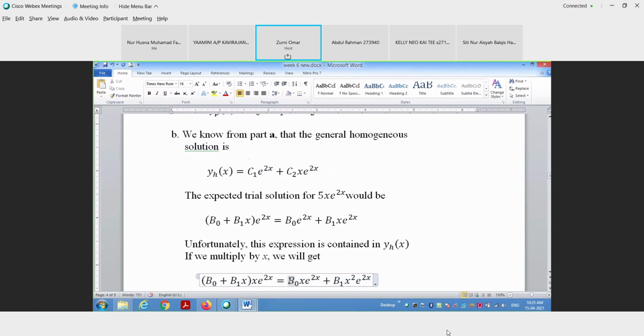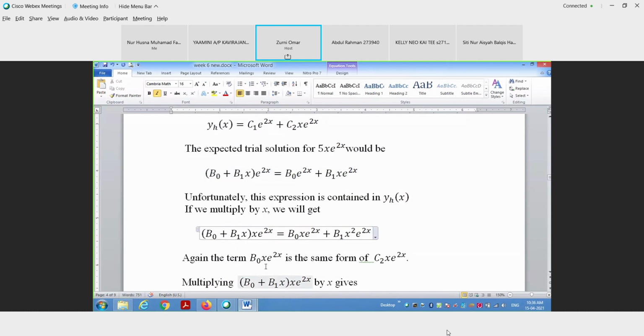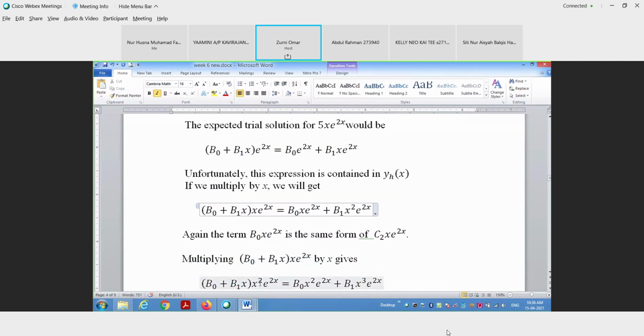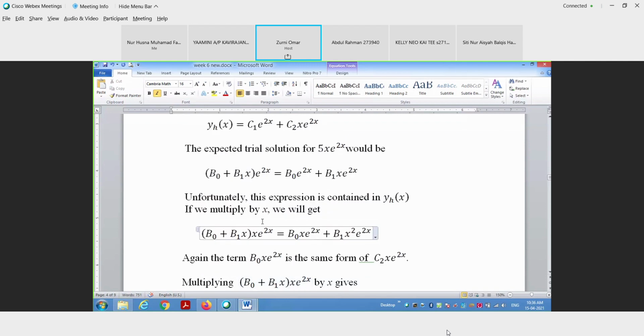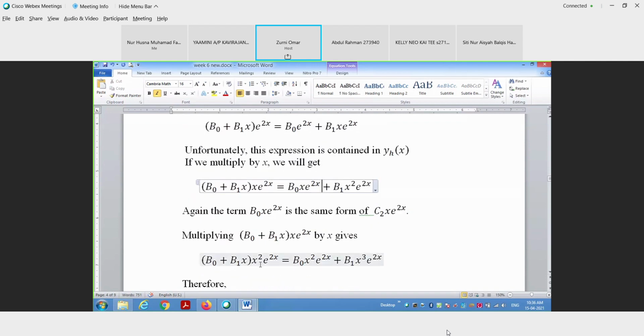Compare b0 x e to x with c2x e to x. b0, c2 are constants, x and x are the same variable, then e to x is the same variable. So b0 x e to x has the same form as c2x e to x. And that's why we need to multiply yp again with x. So we multiply with now x squared. This one multiply with x, and then this one another x, so we multiply with x squared.